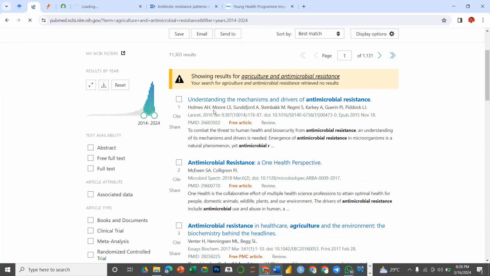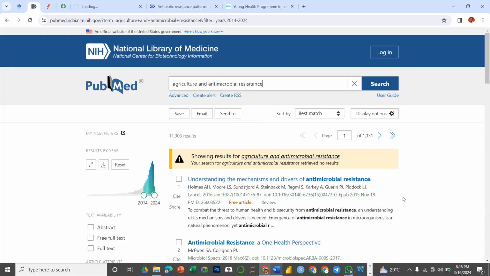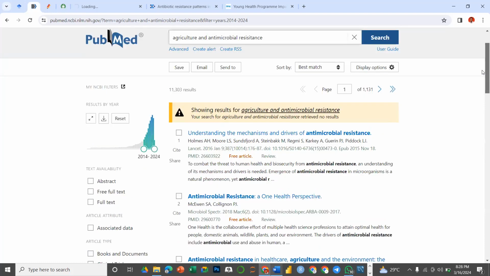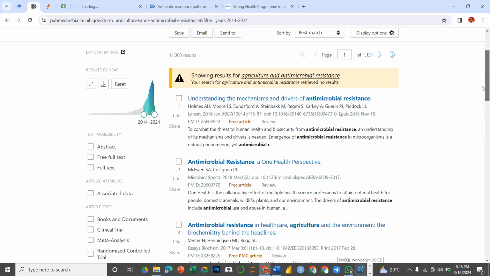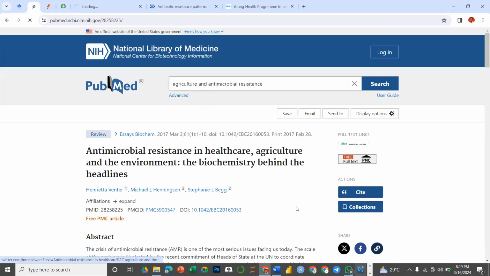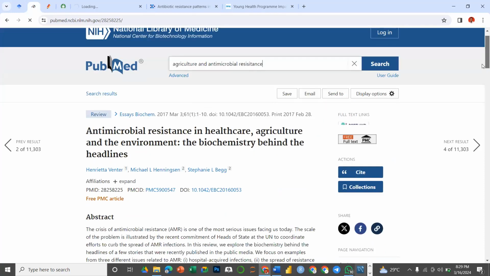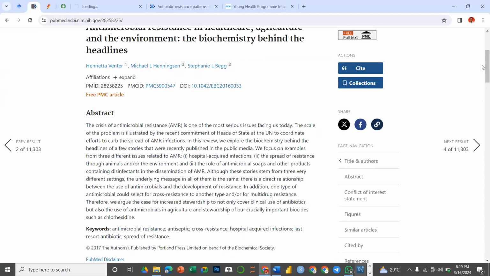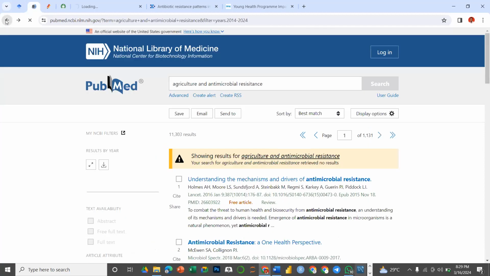So now the first one talks about understanding the mechanisms and drivers of antimicrobial resistance. Very good. This one is more general. This article is general, so I might need it, I might not need it. But let me just move forward so that I look at something that is talking about what I'm looking for exactly. It's talking about antimicrobial resistance in healthcare, agriculture, and the environment, the biochemistry behind the headlines. So I can start to read up this article and see what it's talking about. So this talks about the spread in animal and environment. So this article is very useful for me. I can read up on it and try to gain more knowledge and insight into what I'm researching on.